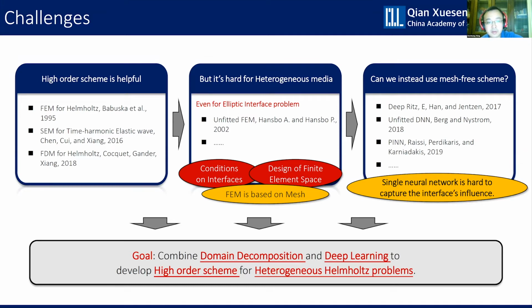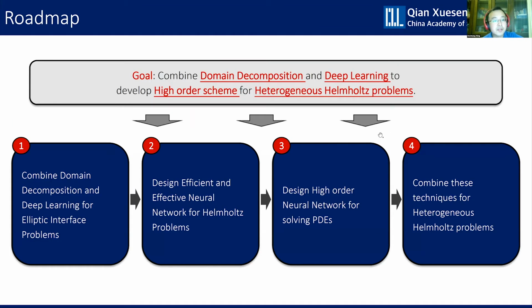So our goal is to combine domain decomposition and deep learning to develop a high-order scheme for the heterogeneous Helmholtz problem. To achieve this goal, we first want to test the performance of combining domain decomposition and deep learning for elliptic interface problems. Then we want to design an efficient and effective neural network for Helmholtz problems, especially high-order neural networks. And then we want to combine these for the heterogeneous Helmholtz problem.